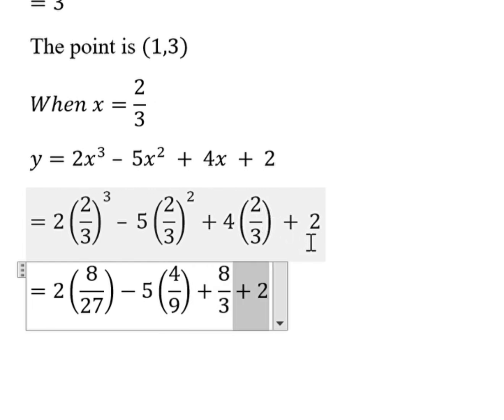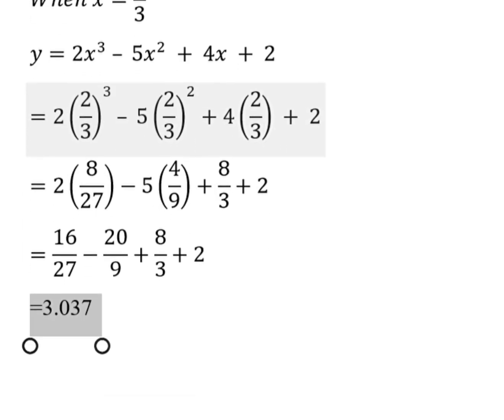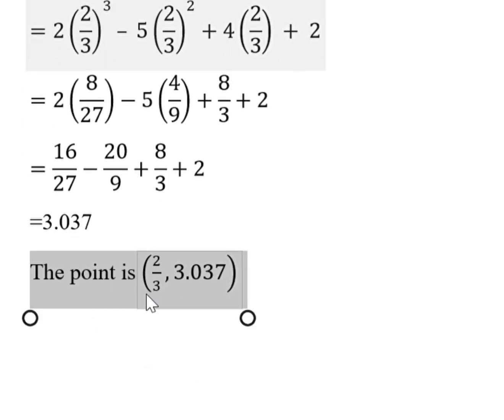If you simplify that, you will get it being 3.037. So this means the point is (2/3, 3.037). You can decide to write both of them in a decimal form or a fraction form, there's no problem. So that is the other point where we expect the turning point. We have identified the turning points, but we have not established their nature. In other words, we don't know whether it's a local maximum, local minimum, or a point of inflection.